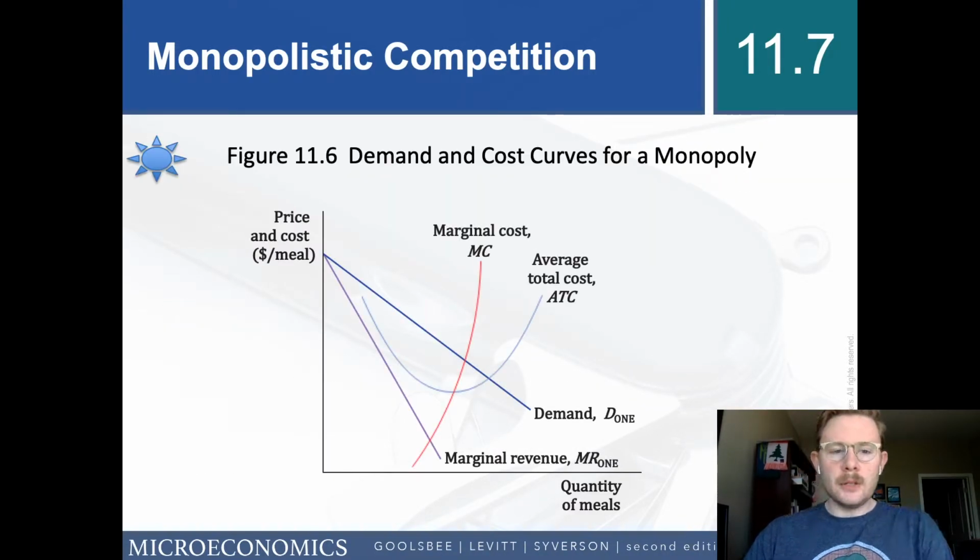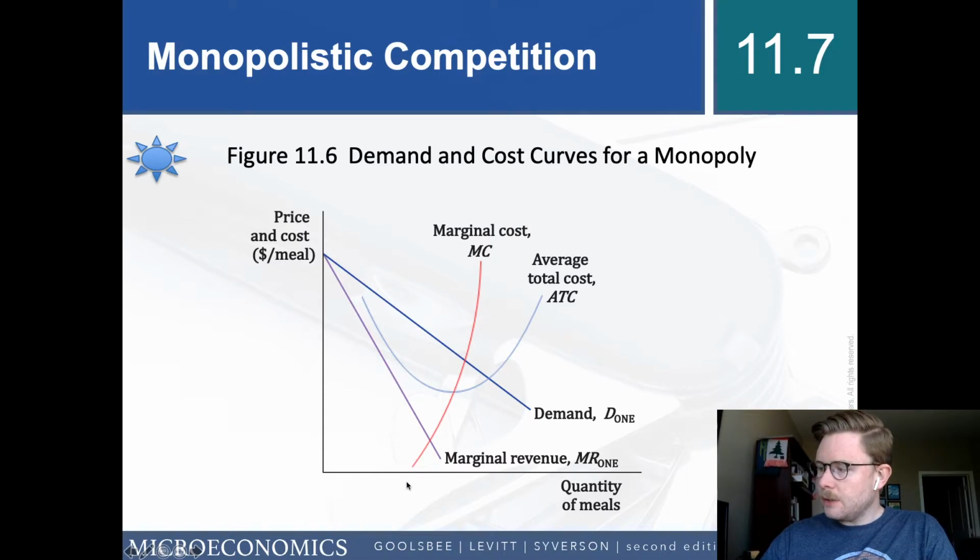So let's look at what the demand and cost curves for a product monopolist look like. Again, we have a downward sloping demand curve. We have a marginal revenue curve that's about half of the demand curve. We have the firm's marginal cost curve and the average total cost.